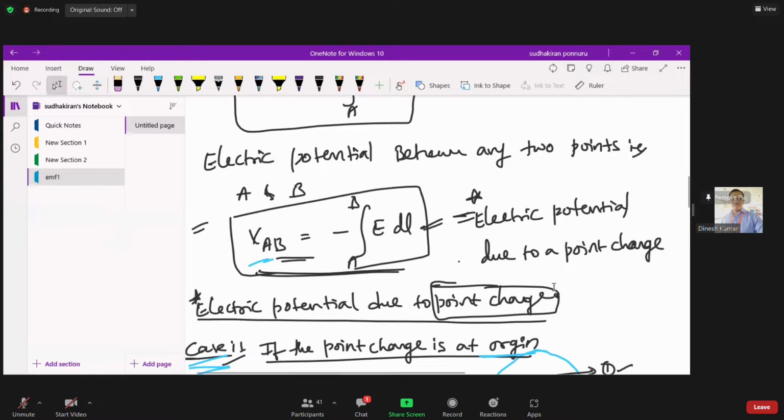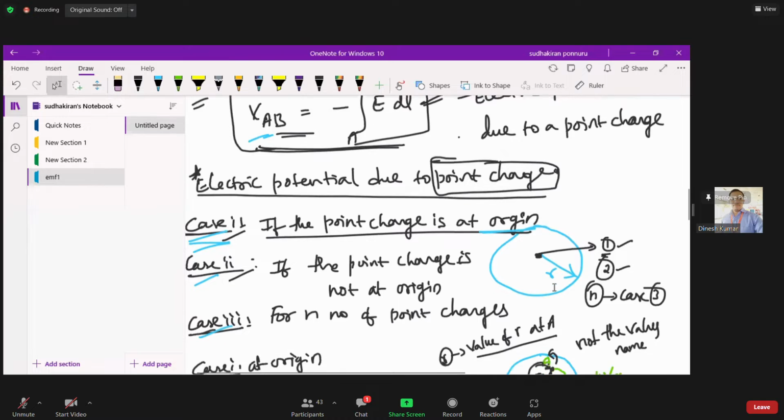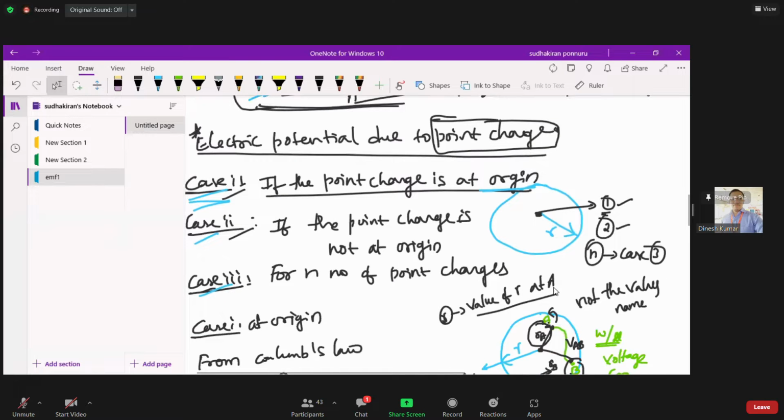and then we have seen the three cases. The first case is where the point charge is located at the origin, the second case is where the point charge is not located at the origin, and the third case is applying case 1 and case 2 for n number of point charges. So that is case 3.